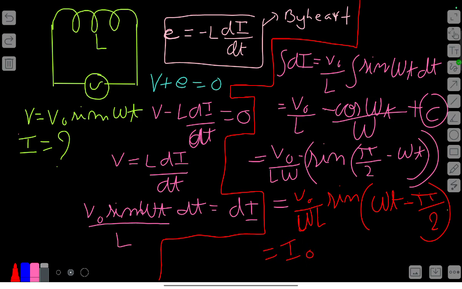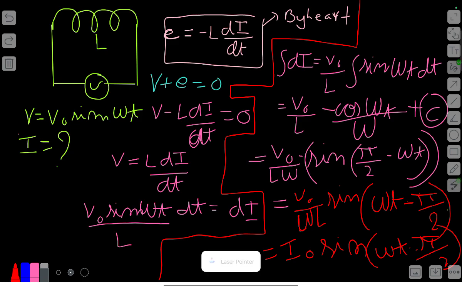We can take this value, see, when we learned the earlier one, it was like V naught by R, when we learned about the resistance and we got a value over there. Here we can consider this whole value to be like that, okay? So it will be like a sine omega t minus pi by 2. This is a normal value which we are going to get for our I naught value.